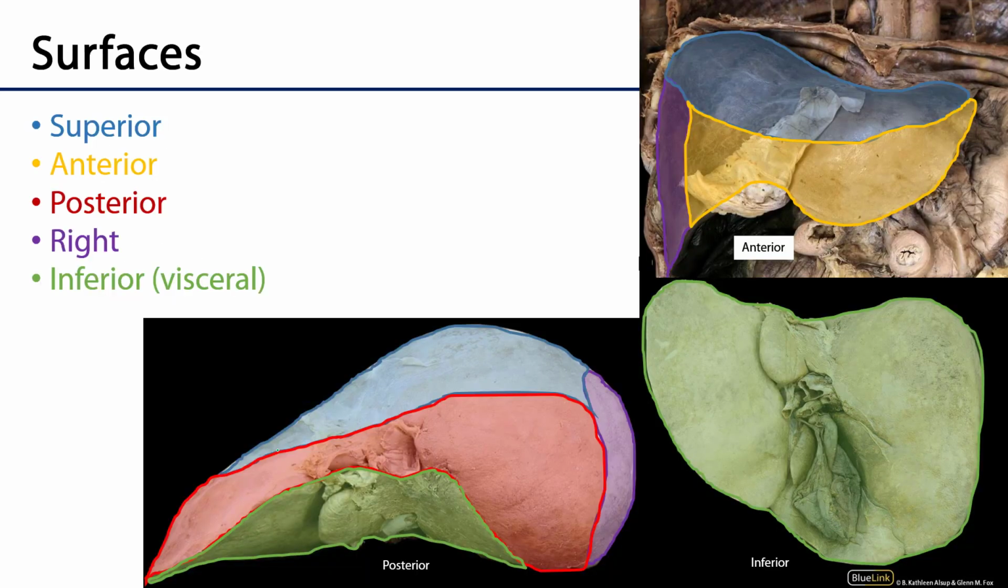There are 5 surfaces of the liver. There is a superior surface, which we can see here. That superior surface is in direct contact with the diaphragm. Opposite the superior surface, there is the inferior surface, most commonly referred to as the visceral surface because it's facing the abdominal viscera. And then there is a right surface. That right surface is facing right laterally, and a posterior surface of the liver, which is facing posteriorly towards the diaphragm.